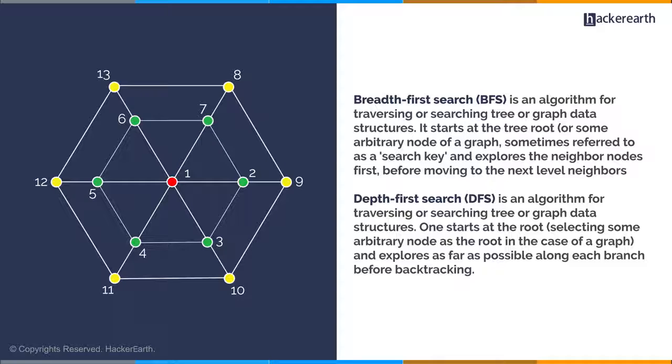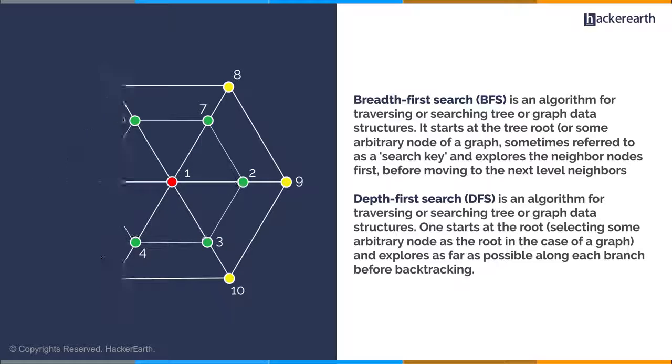If you consider 1, in red, as the first node, you observe that breadth first search gradually moves outward, considering each neighborhood node first. This eventually brings us to the accepted definition of the breadth first search algorithm. Breadth first search, BFS, is an algorithm for traversing and searching tree or graph data structures. It starts at the tree root, or some arbitrary node of a graph, sometimes referred to as a search key, and explores the neighbor nodes first before moving to the next level neighbors.